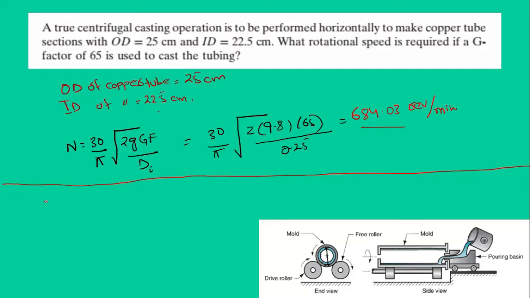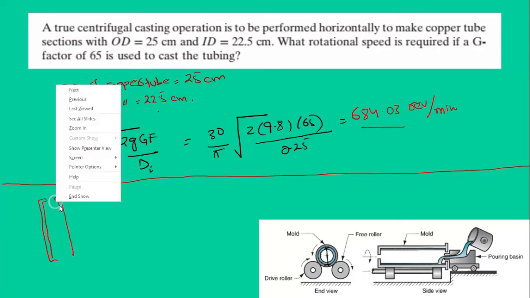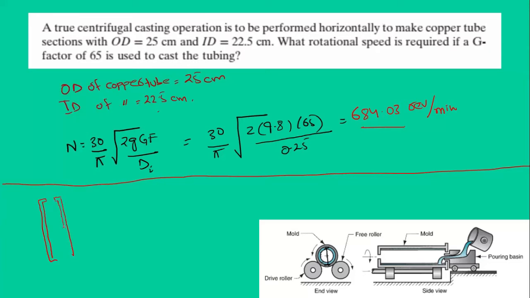So we will have the mold cavity like this. If I draw the section view, let's suppose this is a mold cavity and we have poured the molten material and it is rotating at a high speed. It is rotating at a very high speed at certain revolutions per minute.